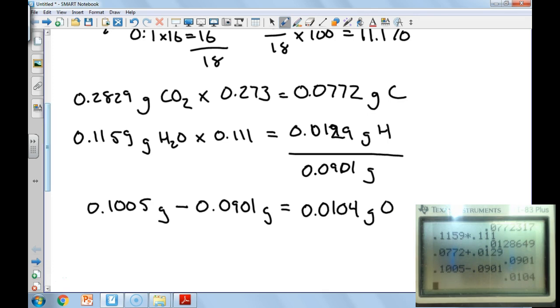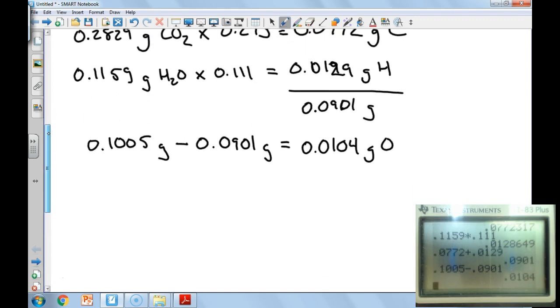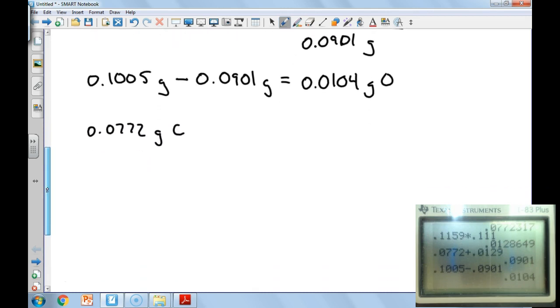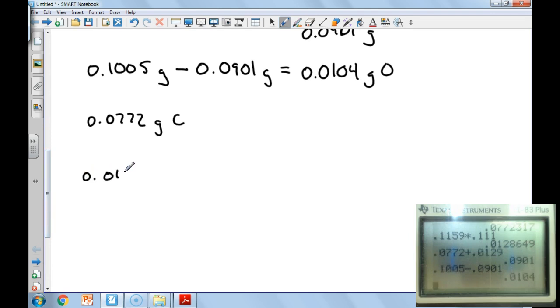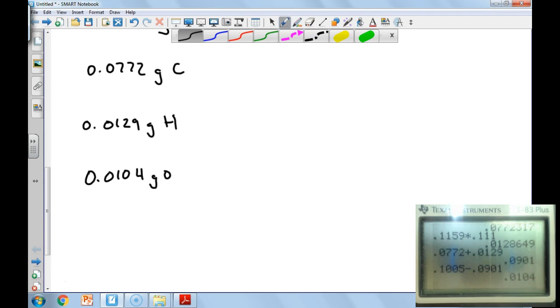Now we can do a straightforward, normal percent composition problem where we do percent by mass. Okay, so I'm going to come down here and say 0.0772 grams of carbon. Down here, 0.0129 grams of hydrogen. And then here, 0.0104 grams of oxygen. Okay. Now, the steps are just like we've always done. We're going to divide by the molar mass.